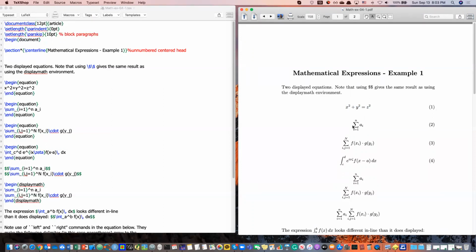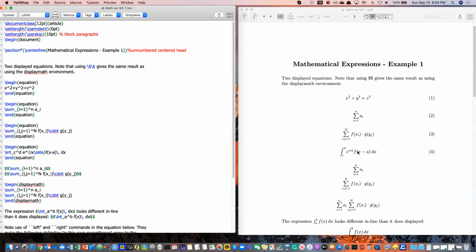Next one, sigma. How can you express this one in LaTeX? We use backslash sum, and then underscore, and then i equals 1, that's going to be the subscript, and then caret and n, that's going to be the superscript in a sigma.